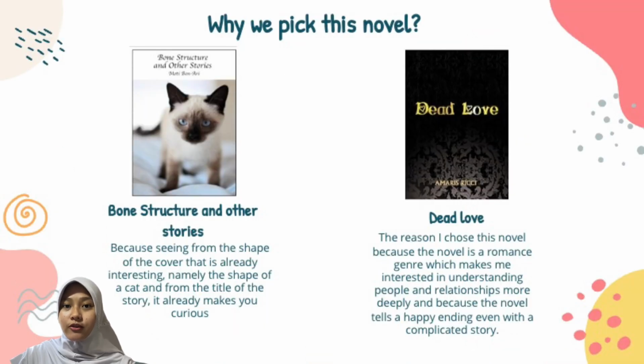Why did we pick these novels? 1. Bone Structure and Other Stories. Because seeing the shape of the cover is already interesting, namely the shape of a cat, and the title of the story already makes you curious. 2. Dead Love. The reason I chose the novel is that it is a romance genre, which makes me interested in understanding people and relationships more deeply, and because the novel has a happy ending even with a complicated story.